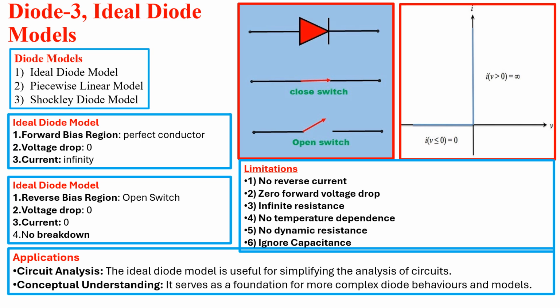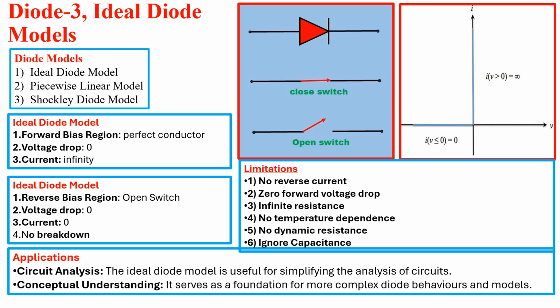In forward bias behavior, when the diode is forward biased, positive voltage is applied to the anode relative to the cathode. It is considered a perfect conductor in forward bias. So therefore, the voltage drop across the diode is assumed to be zero. In other words, Vd is equal to zero. The current passing through the ideal diode can be any positive value, and theoretically infinite current can pass through the diode as long as the diode is forward biased.